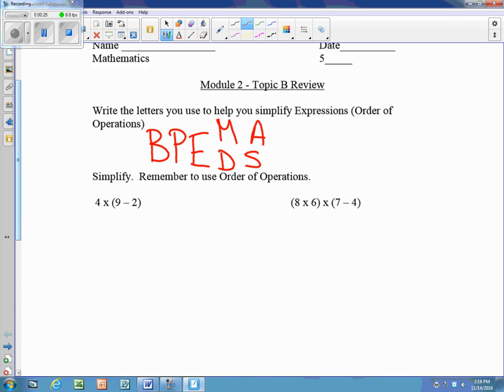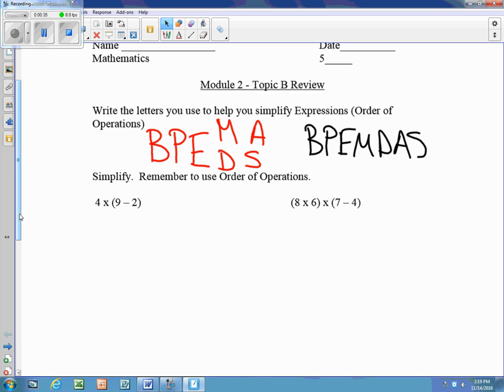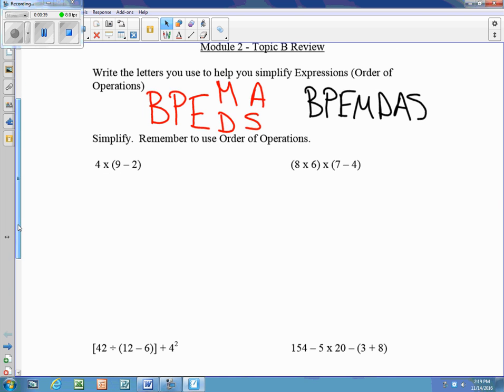So it stands for BPEMDAS. You can write it out that way, or you can just write it this way. And remember, "Burp, please excuse my dear Aunt Sally." It's something that will help you to remember BPEMDAS. So we're going to use our order of operations in order to simplify these expressions.